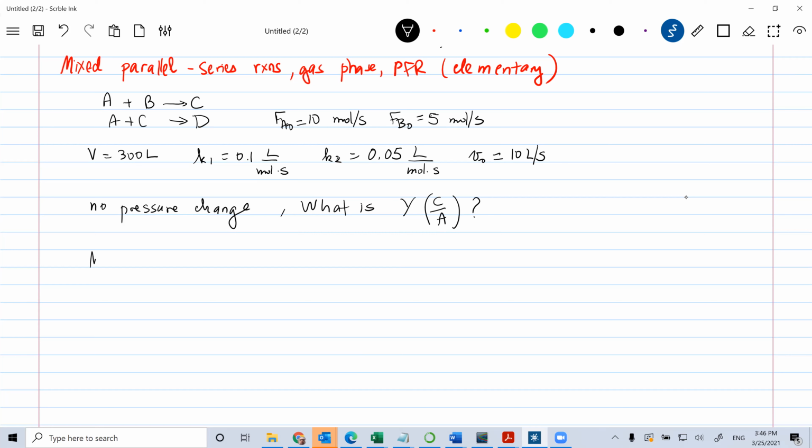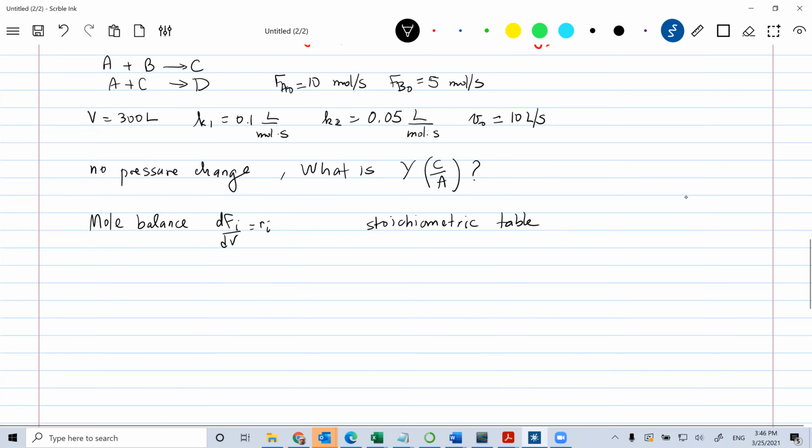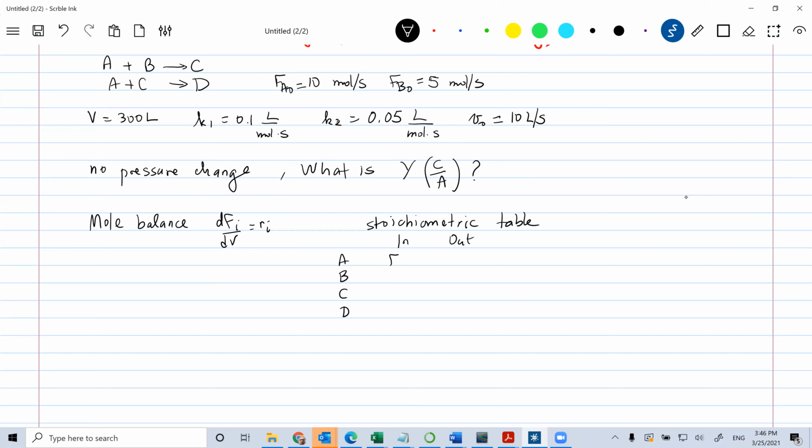We can start from a mole balance, which is dFi dV equals Ri. That's a general mole balance. So we can look at our stoichiometric table. We have our components and what's in and what comes out.